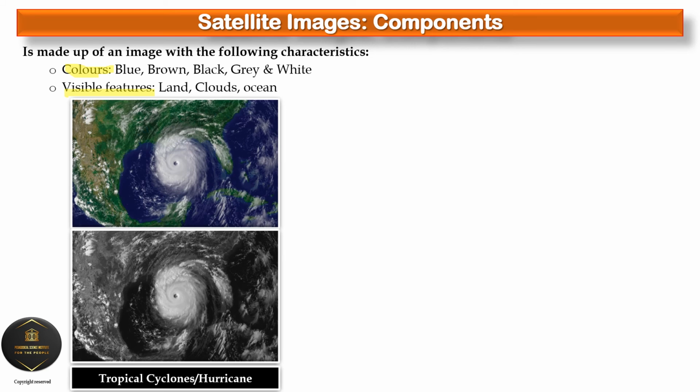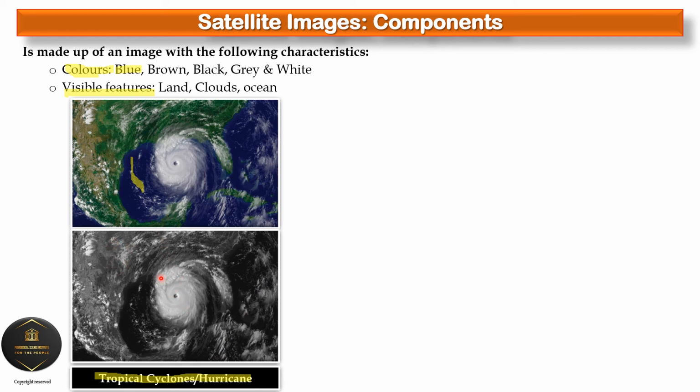Now looking at these diagrams, this is showing us a satellite image of a tropical cyclone or a hurricane. Now you can see that the colors I identified are shown there. So we have the blue, and the blue is showing us the oceans. We have the brown. The brown is showing us pieces of land. We have the gray. Now the gray is shown in this other diagram. So the gray represents pieces of land, vegetation, and we can have black. Darker black shows the ocean and sections of vegetation.